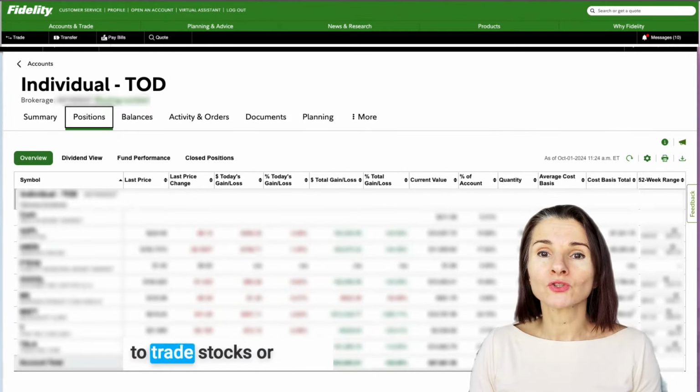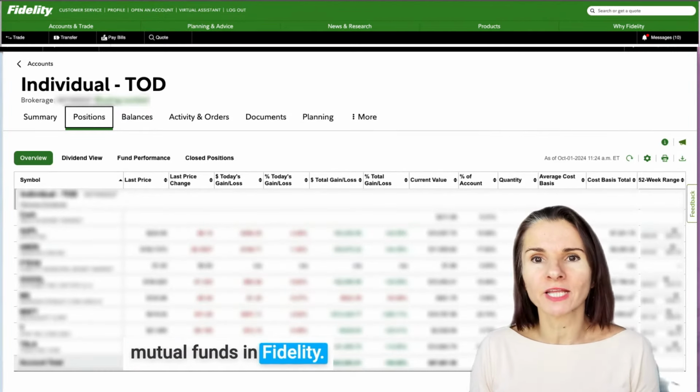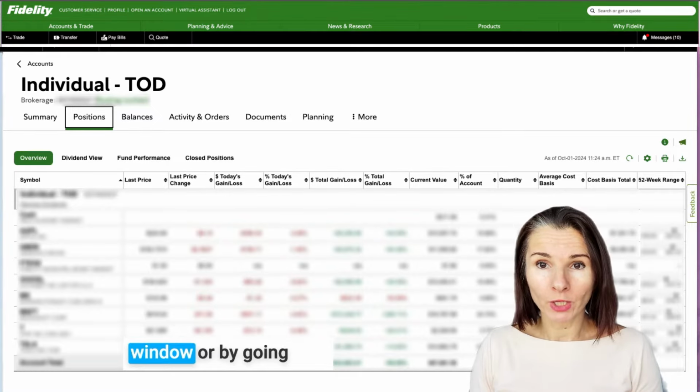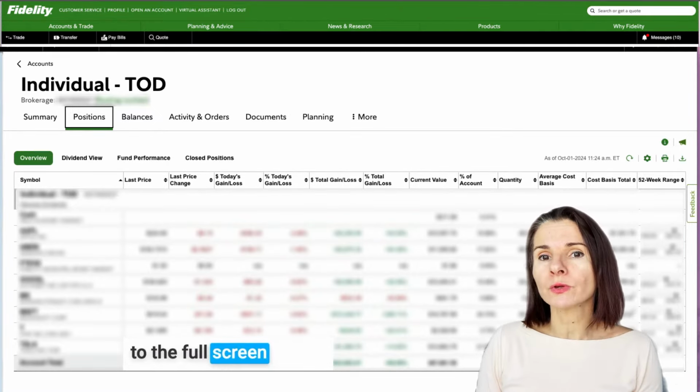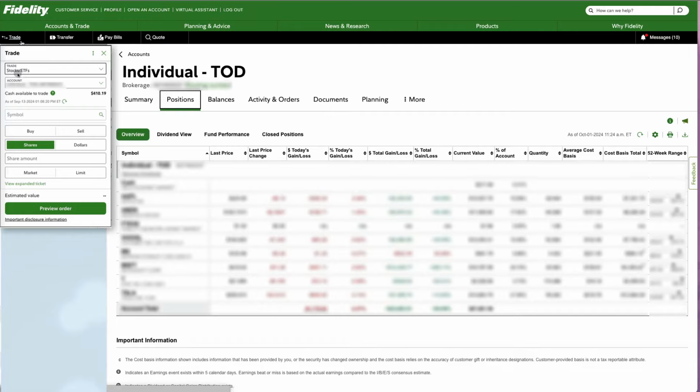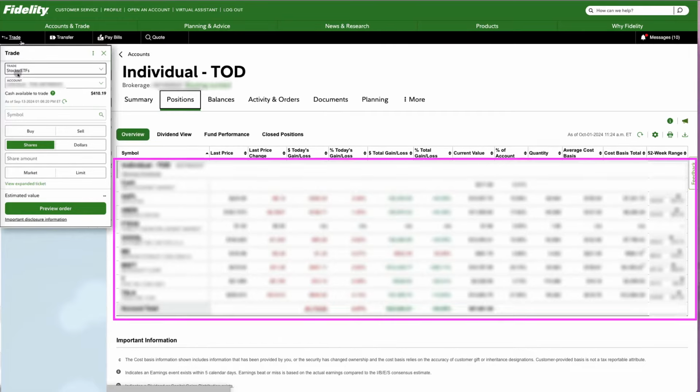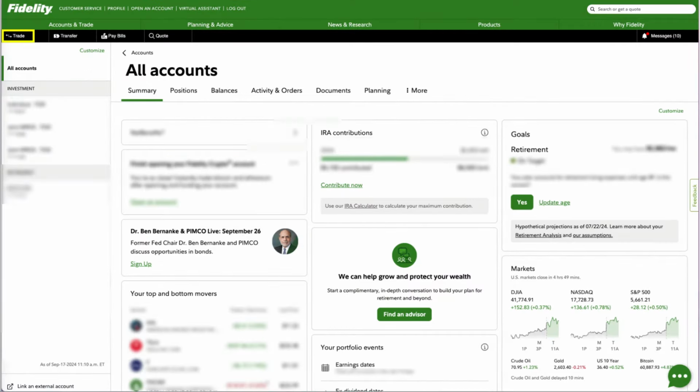There are two ways to trade stocks or mutual funds in Fidelity: through a pop-up window or by going to the full screen trading page. I prefer the first method because it's quick, easy, and allows me to still view all the equities in my accounts. Select the trade option in the top left corner.